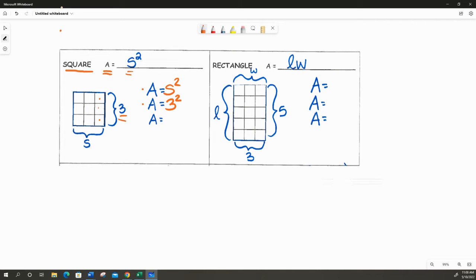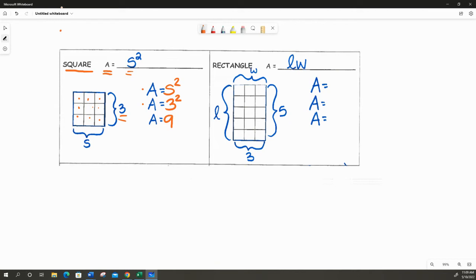Then all I have to do is 3 squared, and 3 squared is 9. So this particular square has an area of 9. And if you were to count all of those tiles, you would end up with 9 units, okay? So this would be 9 square units. Let's take a look at the rectangle.